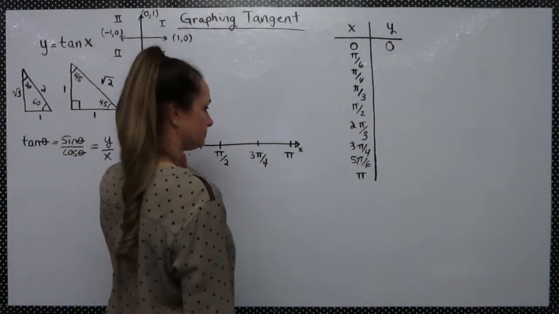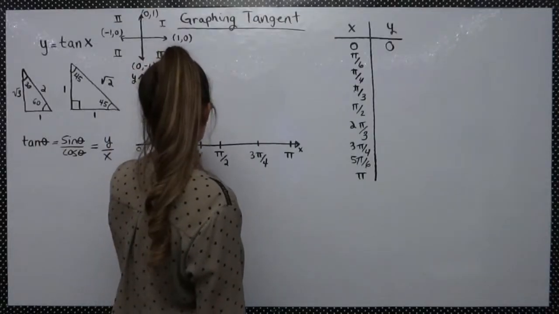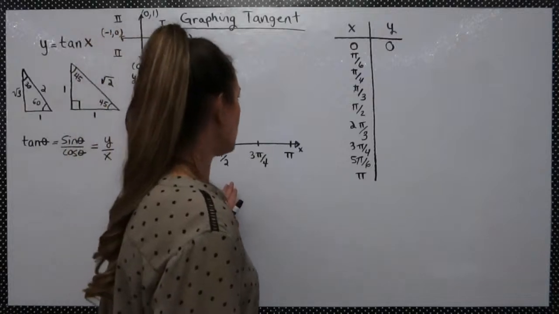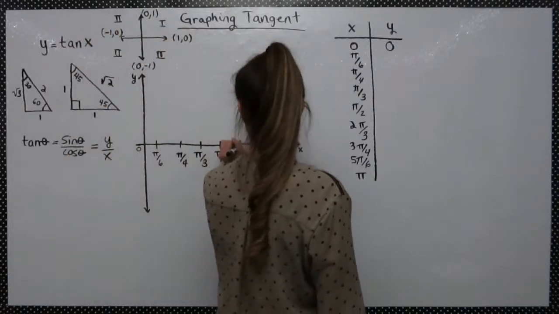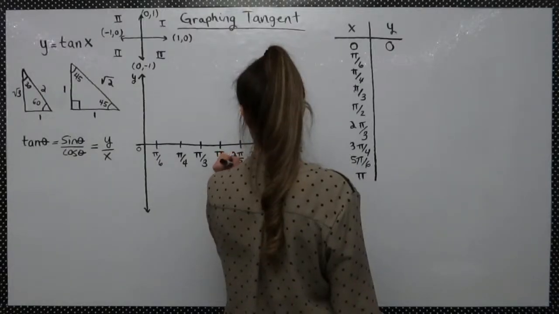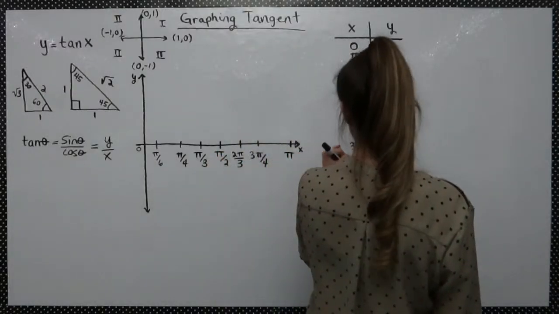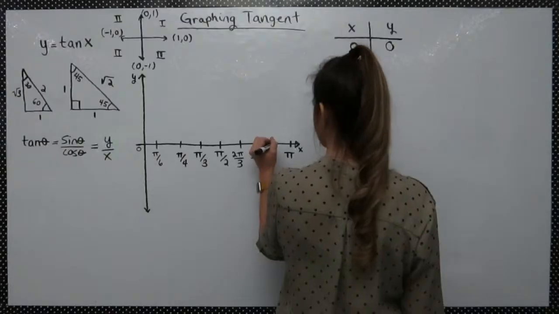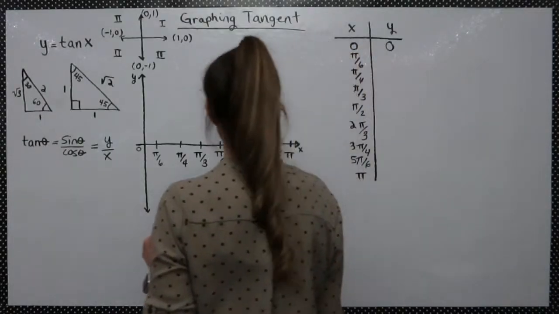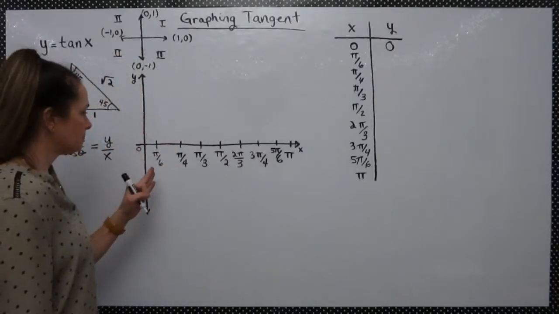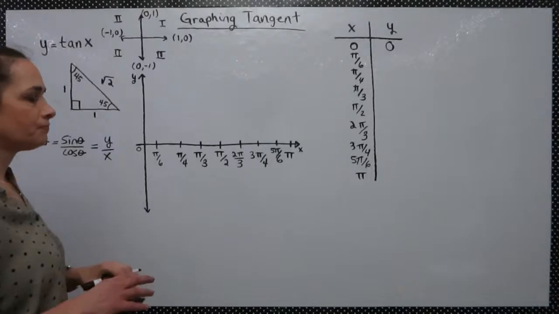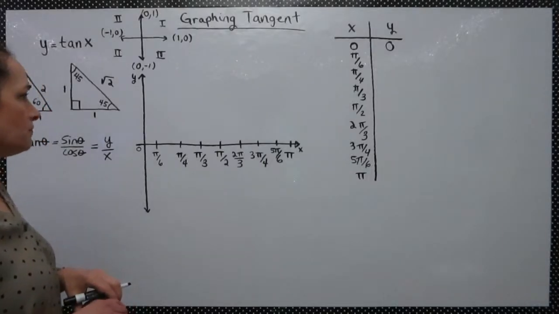Pi over 3. I haven't done this in a while, but it's okay. It's good for me. All right. So then we have 2 pi over 3. And then we've got one more value to plug in here. We've got 5 pi over 6. Pi over 6. And I'm really hoping that that's not too blurry. I'm hoping that I'm not writing too small for the camera. All right, so we've got that.